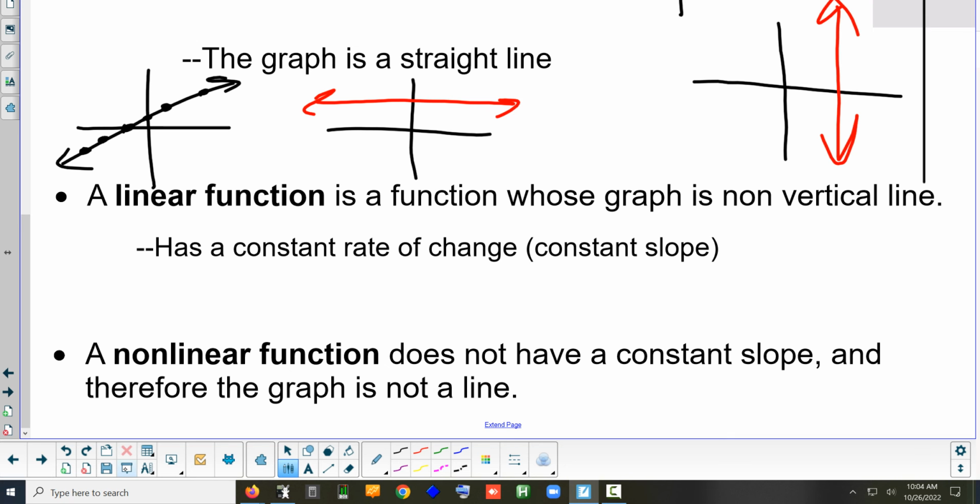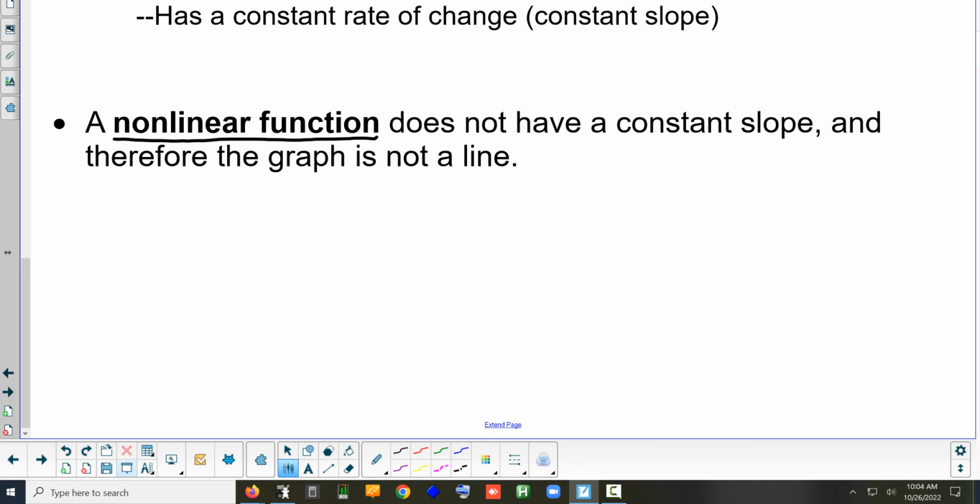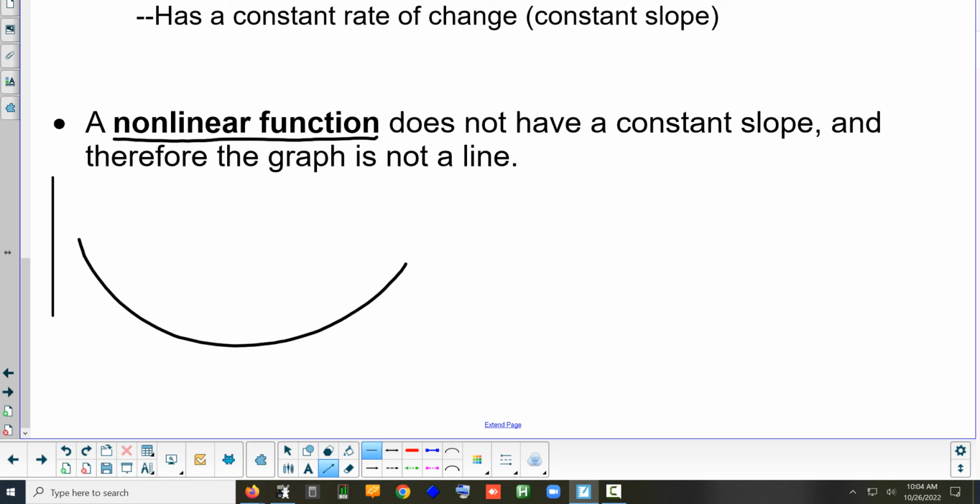So the next bullet you guys have says a nonlinear function does not have a constant slope. That shape that I just showed you, that's a function. How do we know it's a function? Well, try the vertical line test on it. Take a vertical line, drag it through, and see if it ever touches it in more than one spot at a time. And the answer is no. Never touches it more than once. So we would say that's a function, but it's not straight. So we would say this is a function that is not linear. Non-linear.